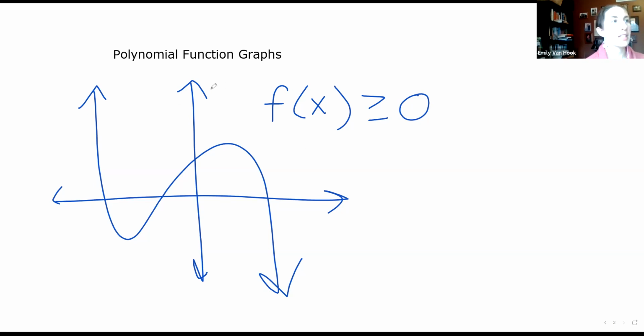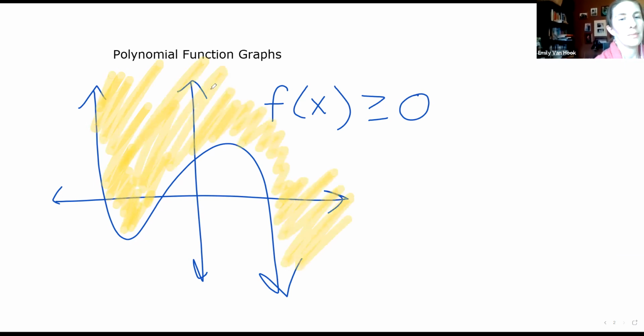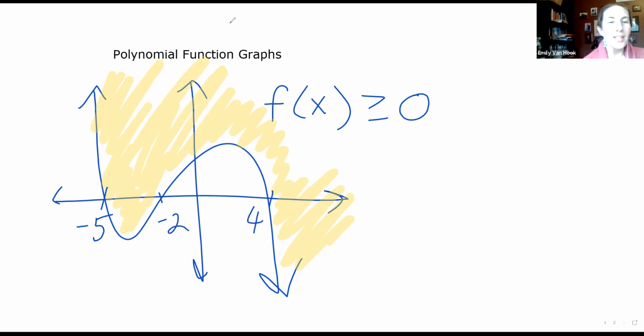So let's say I have this kind of wild curvy graph, a polynomial function, and I just shade above it. So here's what my shading would look like. Shading above the graph. Okay, and I'm just going to put some numbers on the number line here. I'm just going to make these up. So let's say I had like -5, -2, +4, something like that. Just made them up. Notice the parts of the x-axis that just got shaded. So here is an example of a solution set for a polynomial inequality.